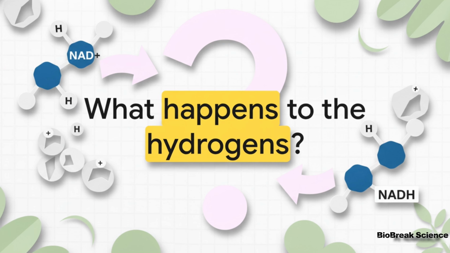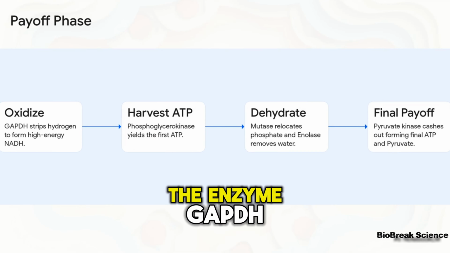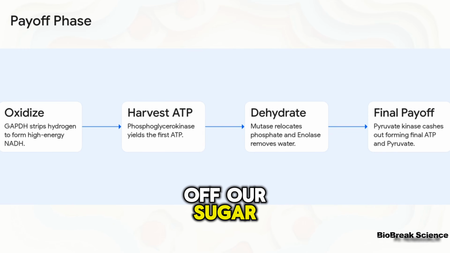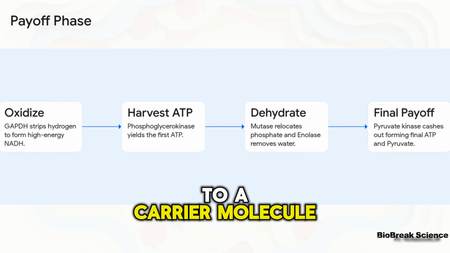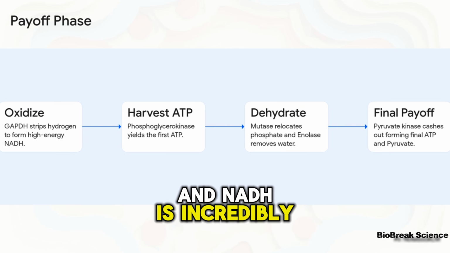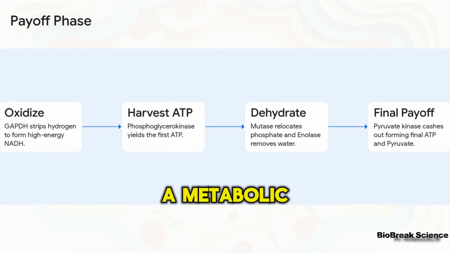That magic happens in step 6. Let's break down exactly what's going on with those hydrogens. The enzyme GAPDH basically strips hydrogen and high-energy electrons off our sugar and hands them over to a carrier molecule called NAD+, reducing it into NADH. And NADH is incredibly valuable. It's kind of like a metabolic check we can cash later for a ton of ATP.